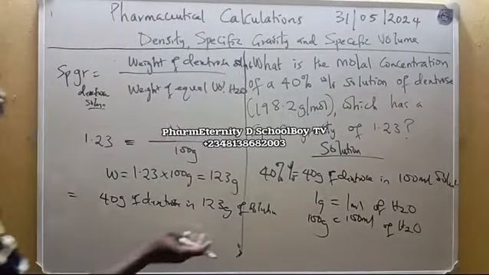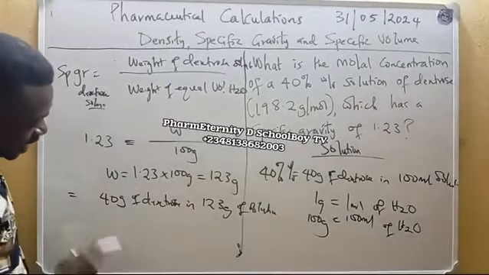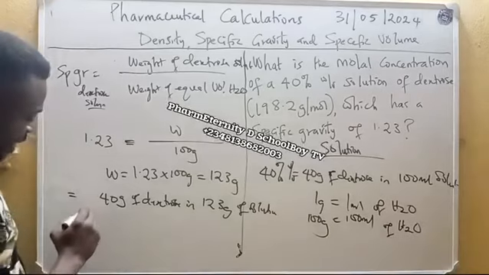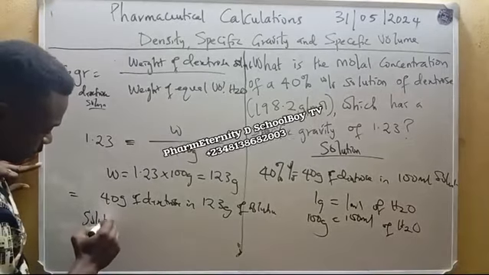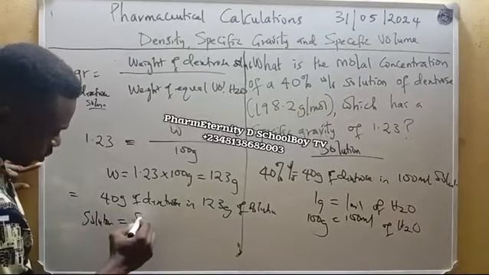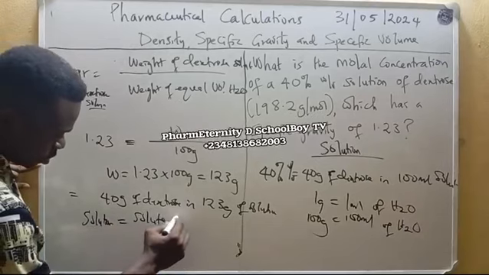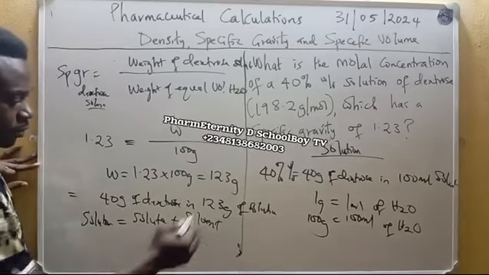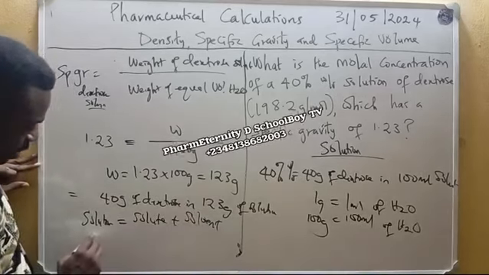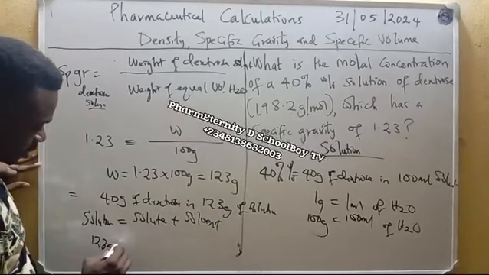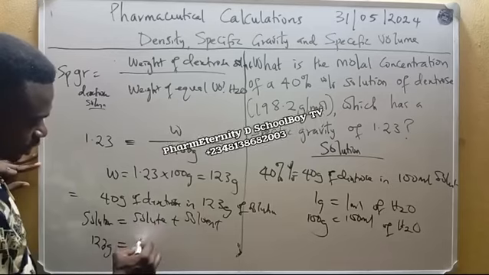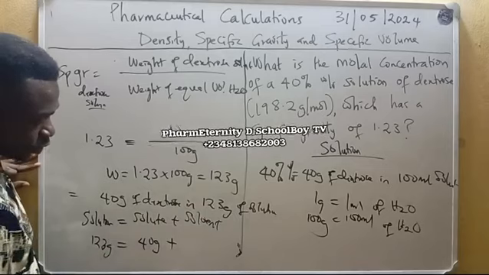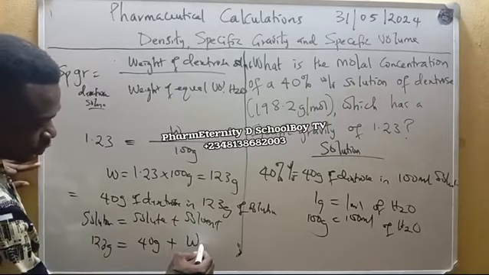So if the solution is 123 gram and the dextrose is 40 gram, remember that solution is equal to solute plus solvent. Weight of the solution is 123 grams. So 123 grams is equal to weight of the solute, 40 grams, plus what? Weight of the what? Solvent, which we don't know, WS.